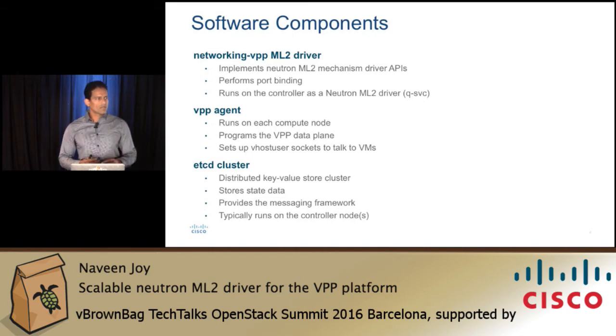Then finally, we have the etcd cluster. It's a distributed key-value store that stores state data, and it provides a messaging framework. You may have heard about RabbitMQ. We decided to use etcd primarily for its simplicity, and it suits the model that we are trying to implement, in terms of the publisher-subscriber, the subscriber-consumer model. And the etcd cluster, you can run it anywhere. Typically, we are running it on the controller node.